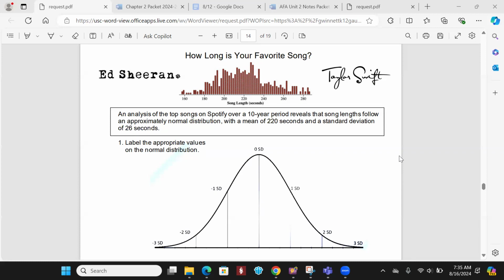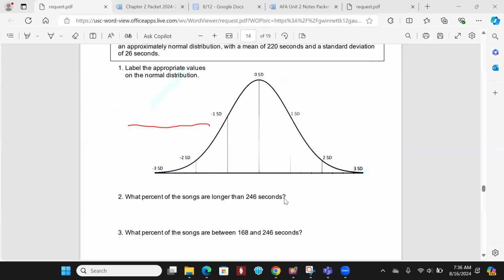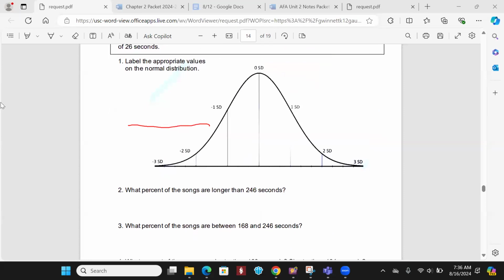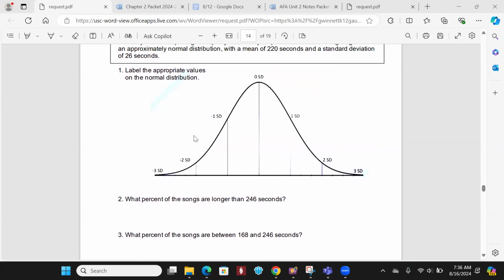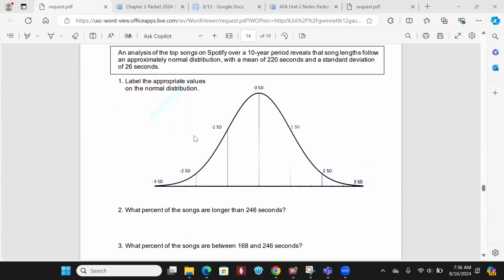All right, so an analysis of the top songs on Spotify over a 10-year period reveals the song lengths follow an approximately normal, there's our fancy words, approximately normal distribution with a mean of 220 seconds and a standard deviation of 26 seconds. Label the appropriate values on the normal distribution. So what's the first thing you're going to put on your approximately normal distribution? 220, because that is the mean. So 220 is going to go in the middle.